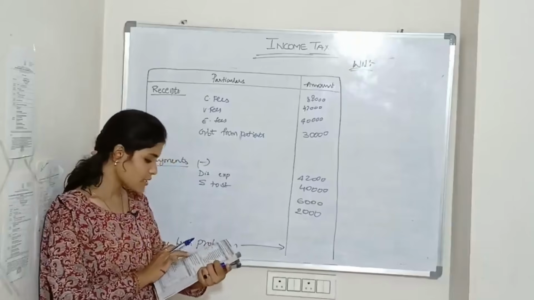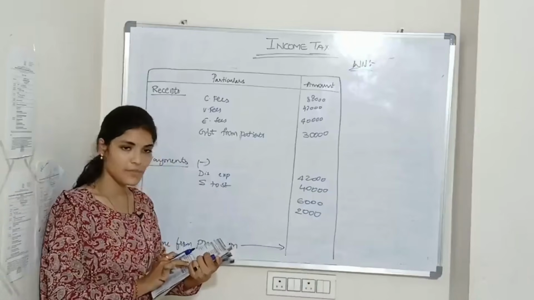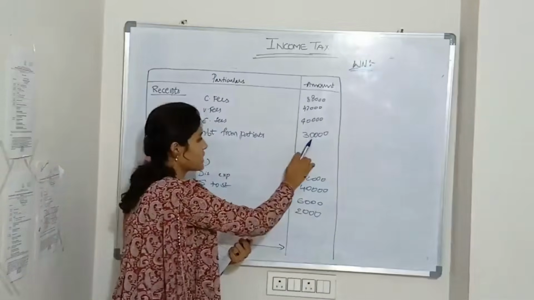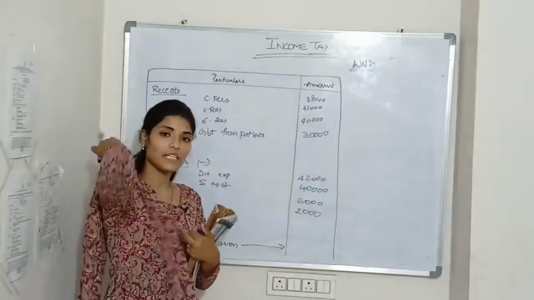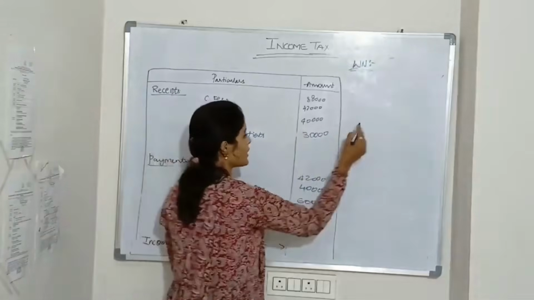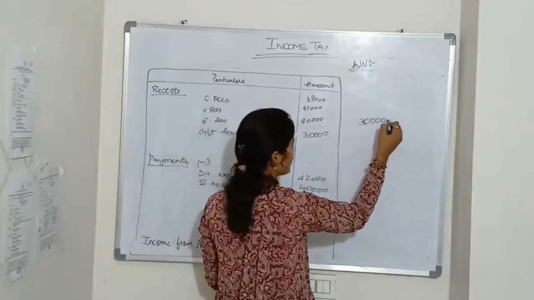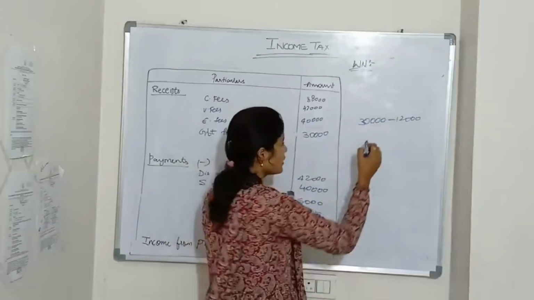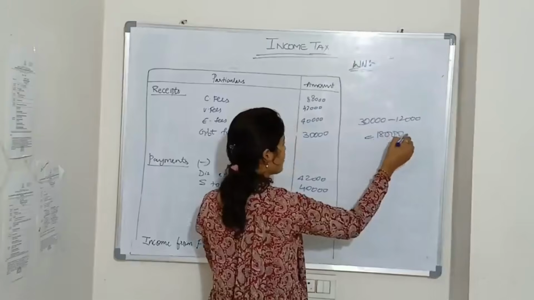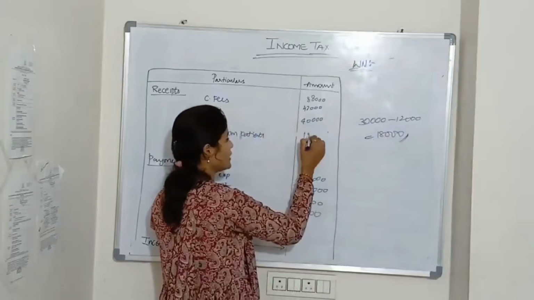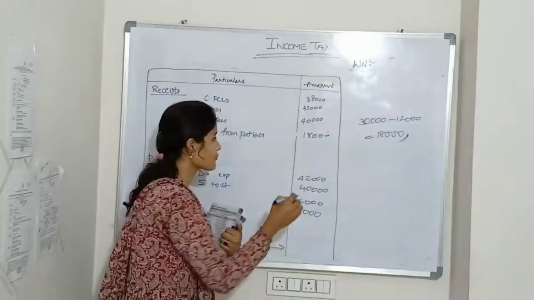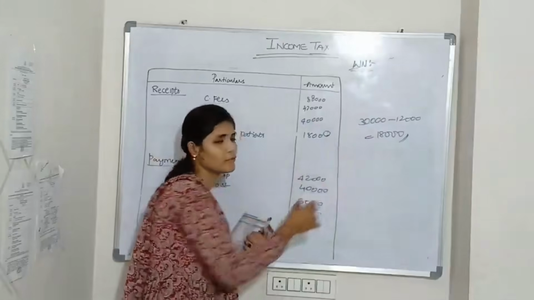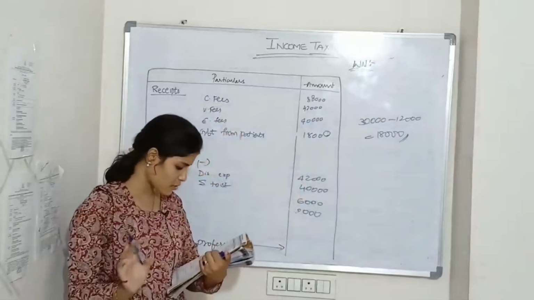Coming to the adjustments, gifts include 12,000 from his brothers. Gifts from patients is 30,000, and of that 12,000 was given by his brothers. So you need to deduct that 12,000 from 30,000. If you deduct that 12,000, you get only 18,000. This 18,000 only you need to write here, because 12,000 was given by his brothers, so you should not take it.